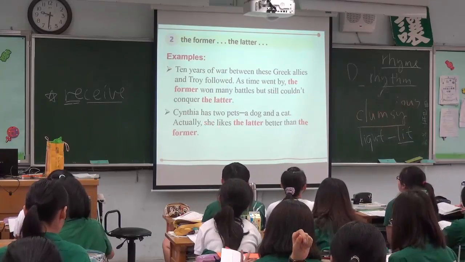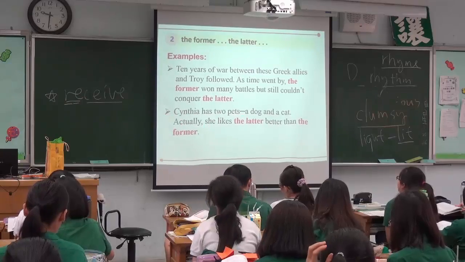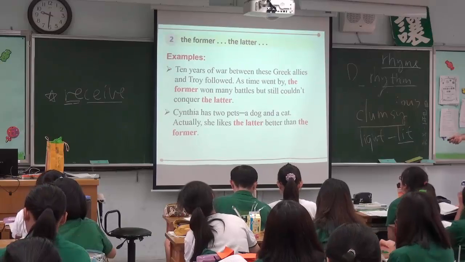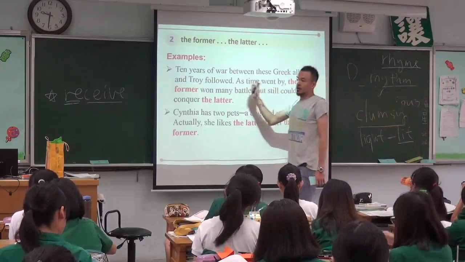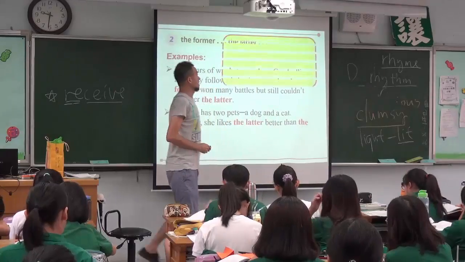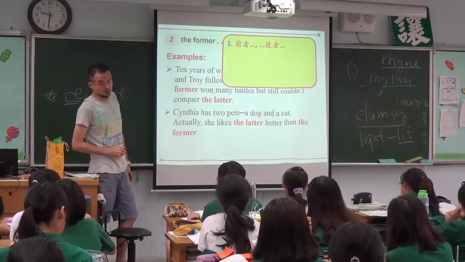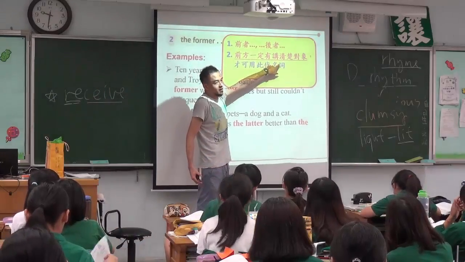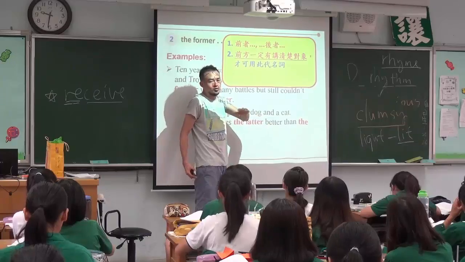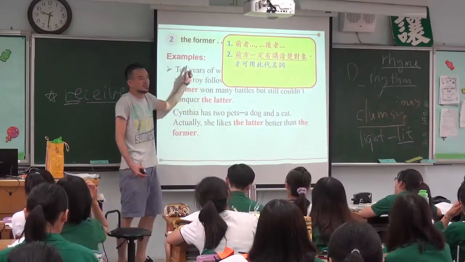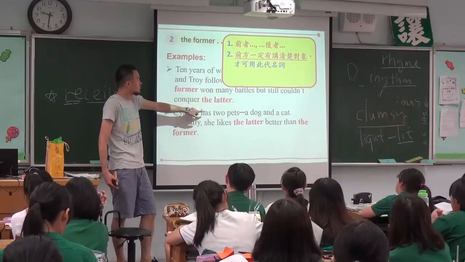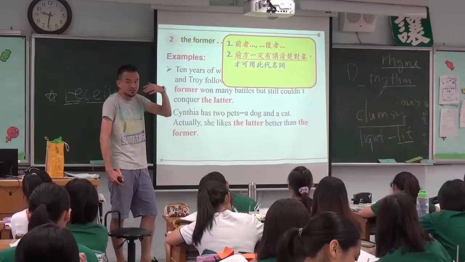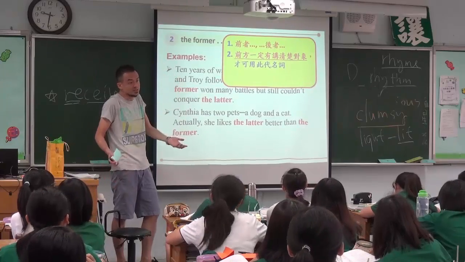And here the second one. Please read it. Cynthia has 2 pets. The dog and the cat. Actually, he likes the latter better than the former. So here, you see the former and the latter, just some reminders quickly. Number 1, the Chinese meaning is like this. Easy. Second, this is something we should know. You have to point out clearly the subjects that you would like to talk about in the previous sentence, so that afterwards you can use the former and the latter to talk about the subjects covered already in the sentences before. It's okay? This is easy, but you have to know.